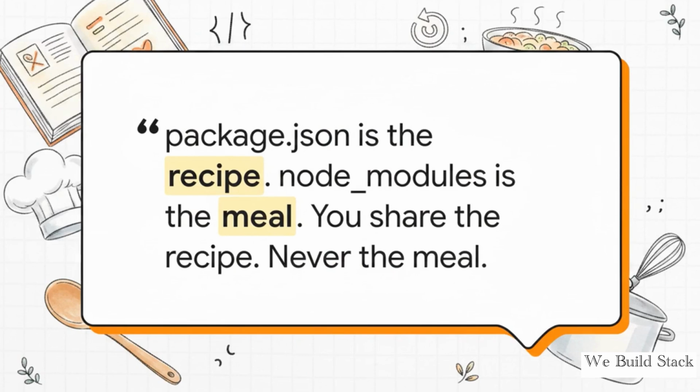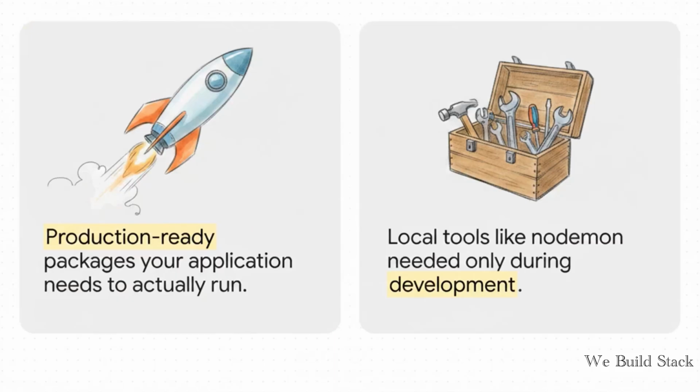To totally demystify how this all works, I want you to burn this golden rule into your brain. Your package.json is the recipe, and node_modules is the meal. You share the recipe. You never share the meal. Anyone cloning your project just needs to run npm install to cook their own meal right there on their local machine.